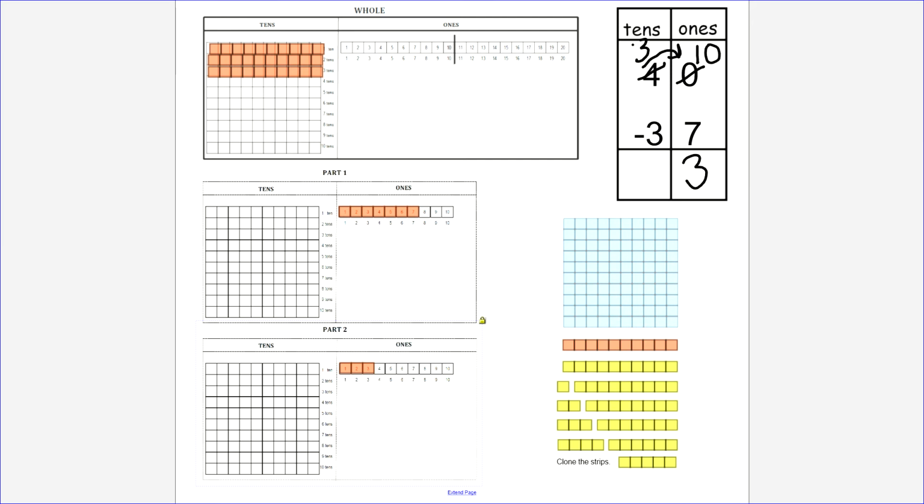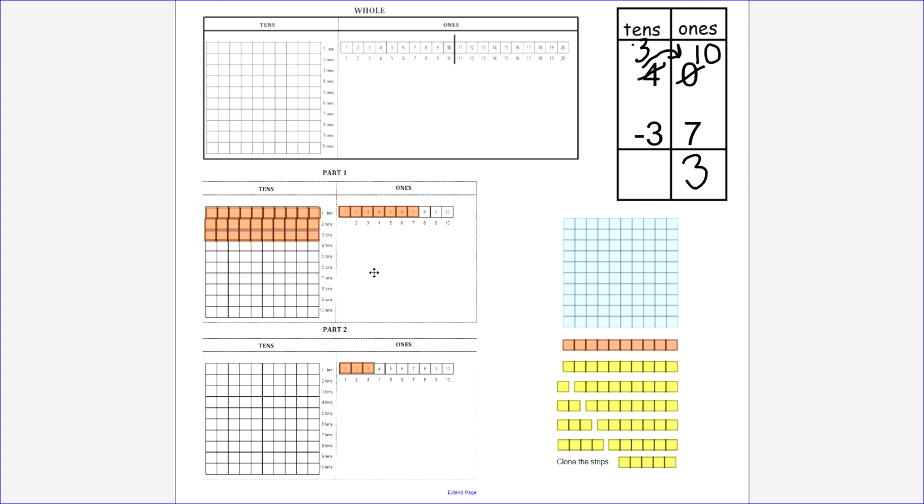We have 3 in the whole of the tens place, and we want to subtract 3. Think, what is 3 minus 3? Yes, 3 minus 3 is 0, so I will put nothing in the tens place of my answer. 40 minus 37 equals 3.